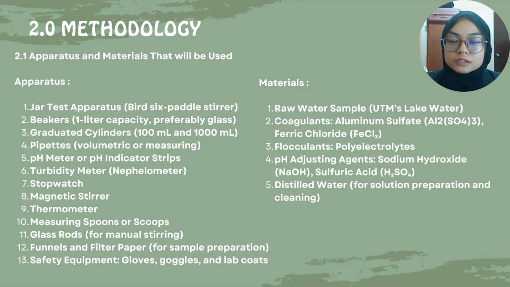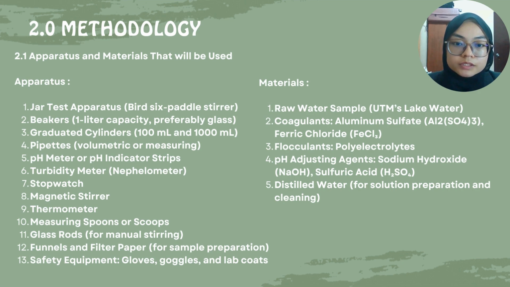The first apparatus, the main one, is the jar test apparatus with the 6 paddle stirrer. Second is the beakers. Also we have graduated cylinders, pipettes, pH meter, turbidity meter, stopwatch, magnetic stirrer, thermometer, measuring spoons, glass rods for manual stirring if needed, funnels or filter paper, and also safety equipment such as gloves, goggles, and lab coats.